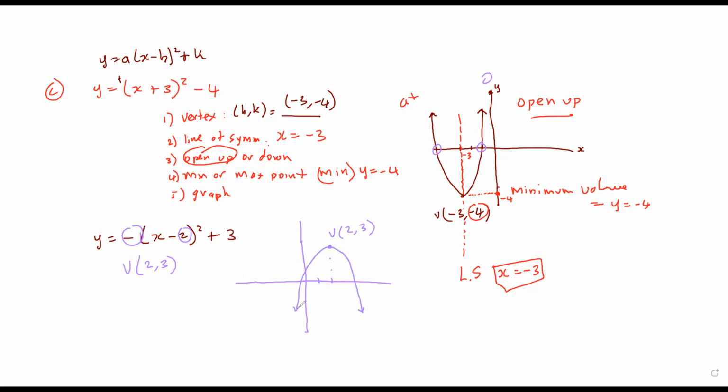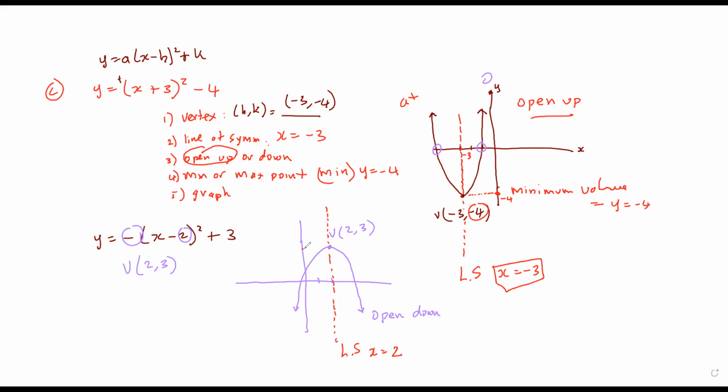So go down like that. So open down, downwards. Your line of symmetry, obviously, is through the vertex again. So your line of symmetry is x equals 2, this number here.